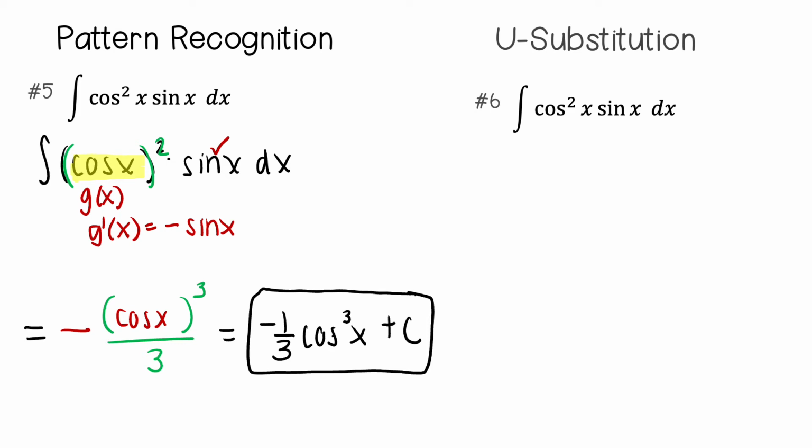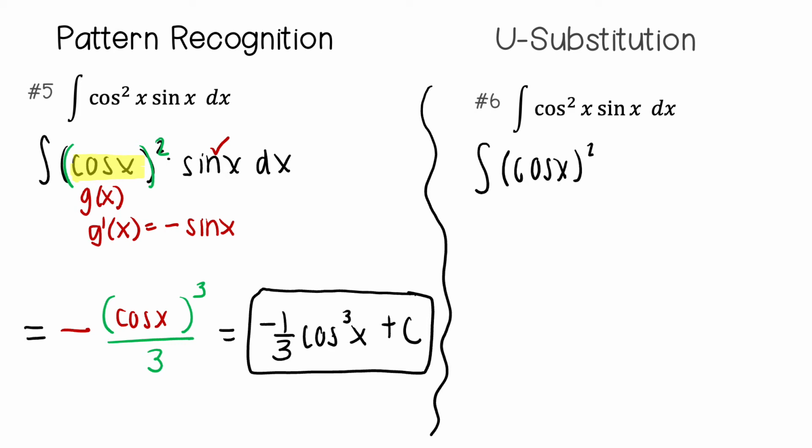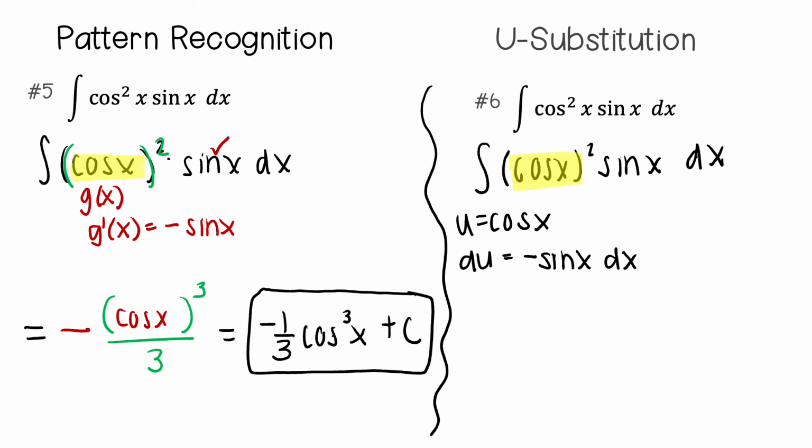So now let's look at the same problem, but this time using u substitution. So I'm going to rewrite just like I did before, cosine of x squared times sine of x dx. Now when we go to identify our u, again we're looking for that inside of the more complicated piece. So I'm going to let u equal cosine of x, which means that du, the derivative of cosine, would be negative sine of x dx. So solving for dx, we get dx is equal to du over negative sine of x.